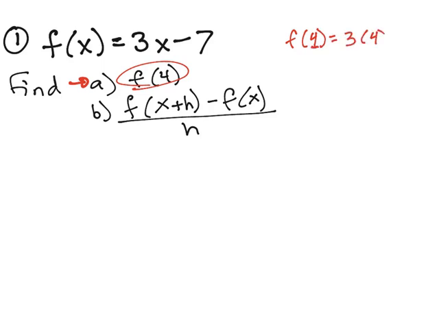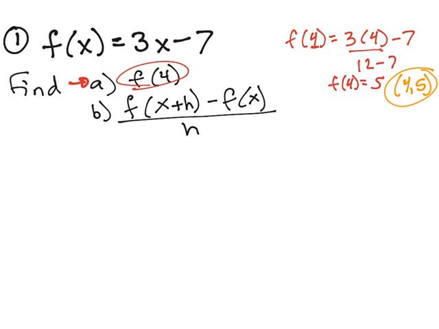So 3 times 4 minus 7. 3 times 4 is 12. 12 minus 7 is 5. So f of 4 equals 5. That simply means if I input 4, I get 5. And the ordered pair would be (4, 5). Great. That's the review of function notation.